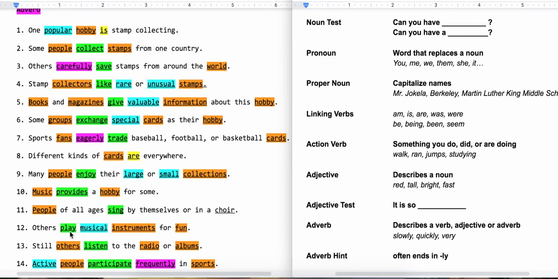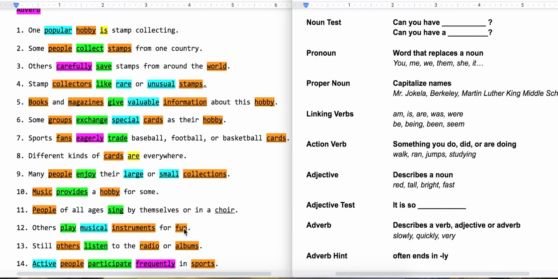They're playing the musical instrument, so you play the musical instrument. That's a verb, an action verb. But play is a chameleon word. It could also be a noun. You can have a play, like a theater company could have a play. But that's not how it's being used here. Musical is describing the instruments. The instruments are a noun. Can you have instruments? Yes. Musical, does it fit the adjective test? It is so musical. Yes. The instrument is so musical.